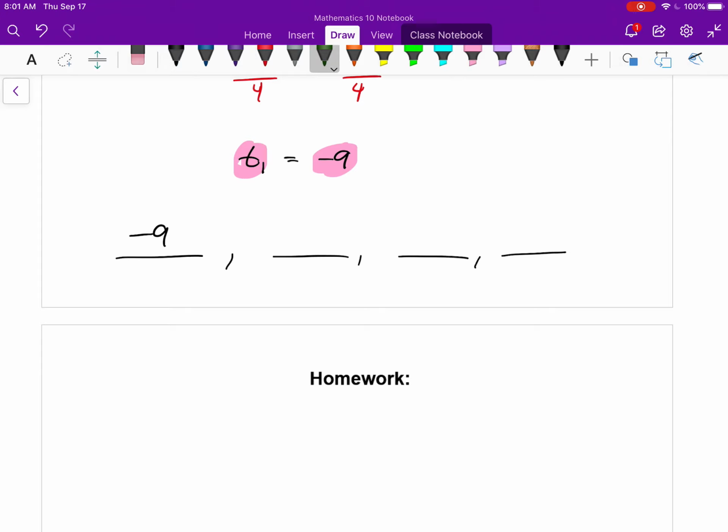And now I can figure out the rest by just adding 8. So if I add 8 here, I get negative 1. So that's my second term. Add 8 again, I get positive 7. Add 8 one more time, I get 15. And those are my four terms.